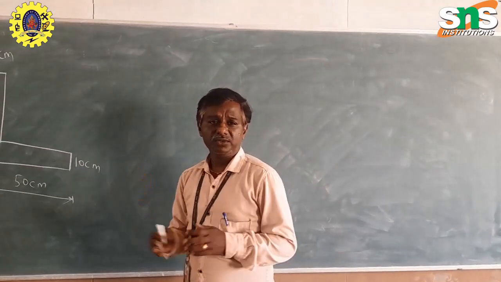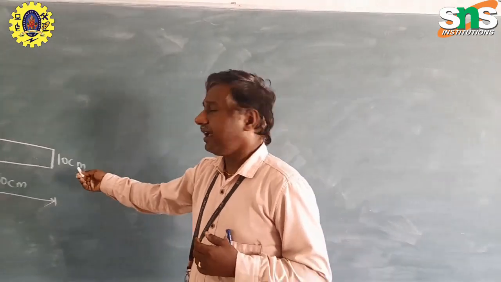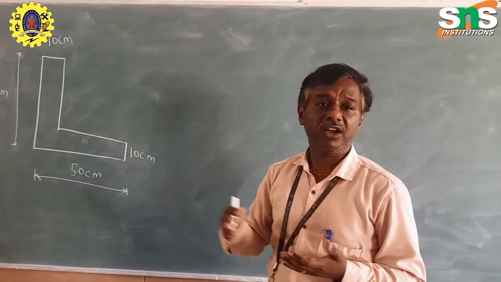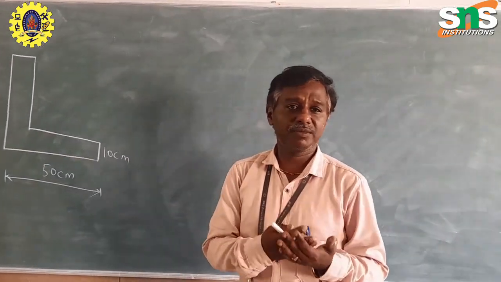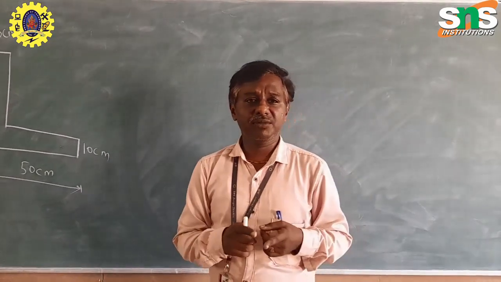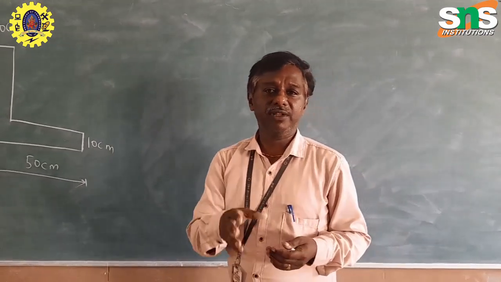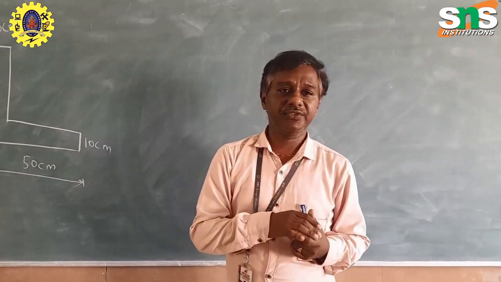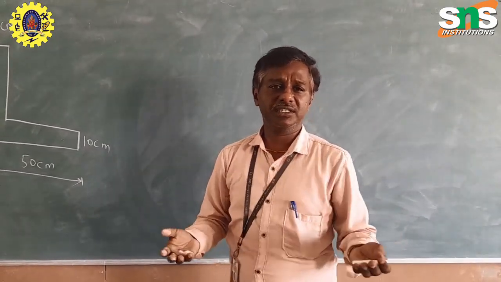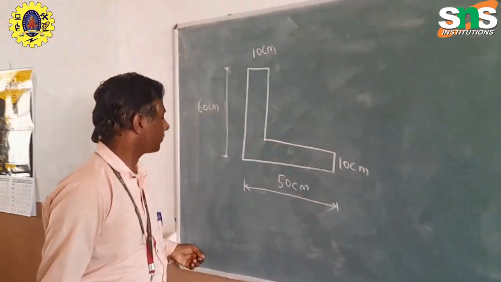Today we are going to solve for the centroid of an angular section. How to calculate the centroid for a composite section? Why am I saying that it is a composite section? We already said that for one regular object, called a rectangle or square, we can have a direct value of the centroid. If it contains more than one regular geometry, that is called a composite section.